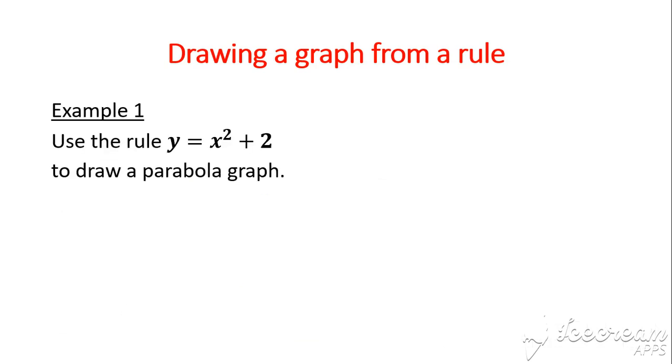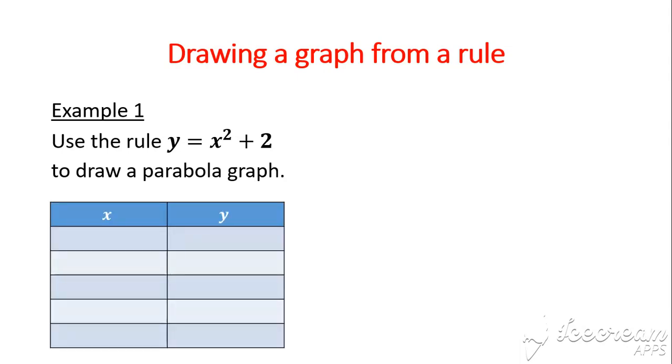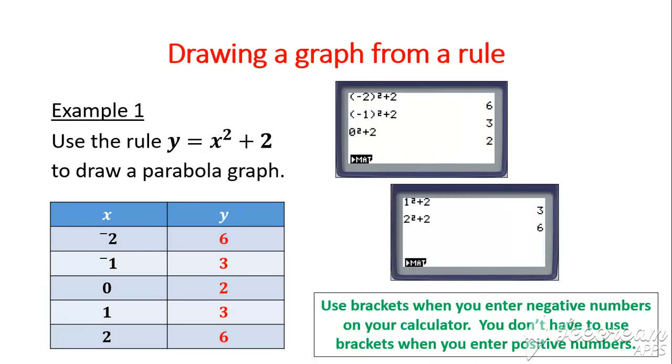Right, straight into example 1. Let's use the rule y equals x squared plus 2 to draw a parabola graph. I've set up a table, and my x values are going from -2 through to +2, and I'm going to calculate my y values. To do that, I'm going to use a calculator, and for each x value, I'm going to go the x value squared plus 2 more. Now when I do a negative number like -2, I'm going to go bracket -2 close bracket squared plus 2.